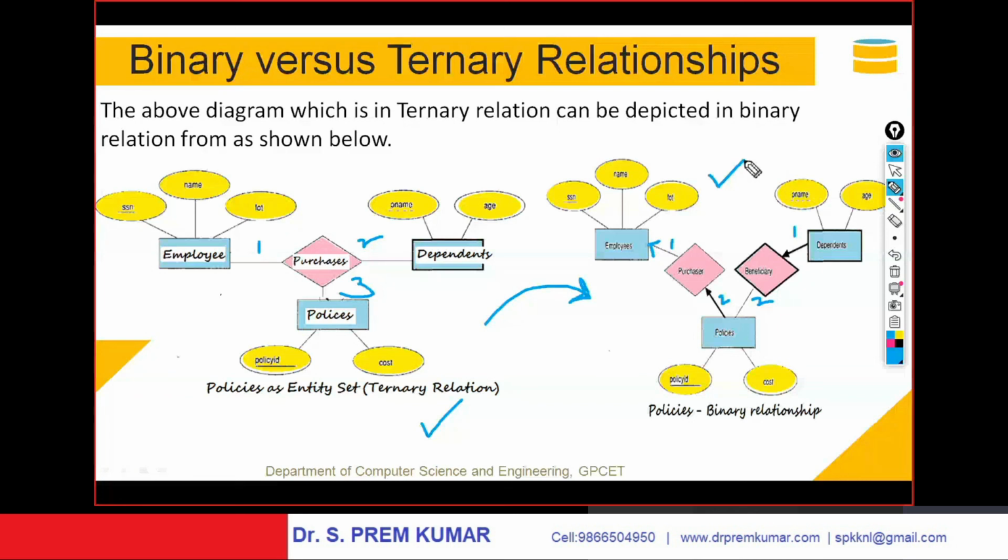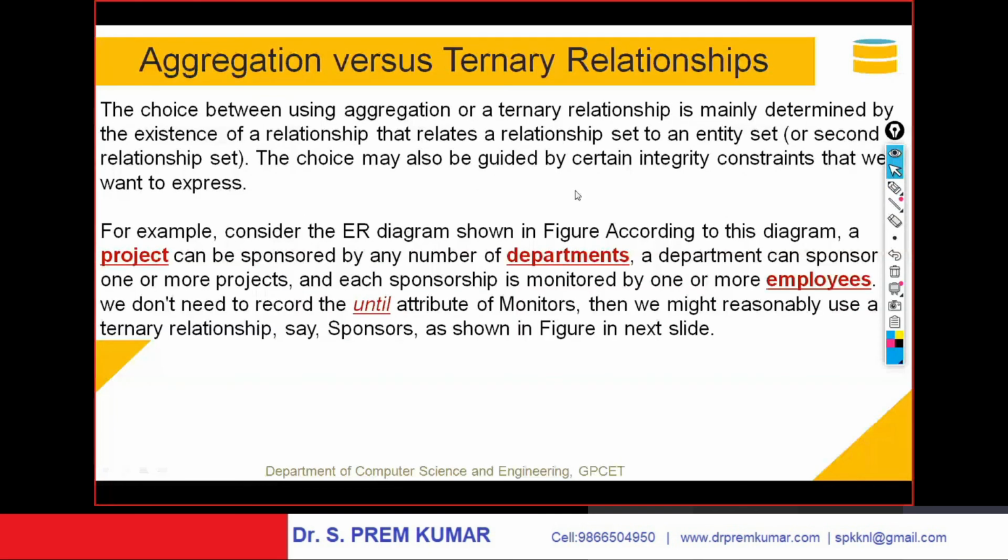Dear students, just 1 minute, you go through the diagram. Aggregation versus ternary relation. Sometimes we group the objects and show, sometimes we separate the objects and show. Grouping the objects, I told you previously, grouping the entities as well as the relationship sets comes to aggregation. Sometimes we are forced to group, sometimes we don't group the objects. Aggregations and ternary relations. You observe the point here.